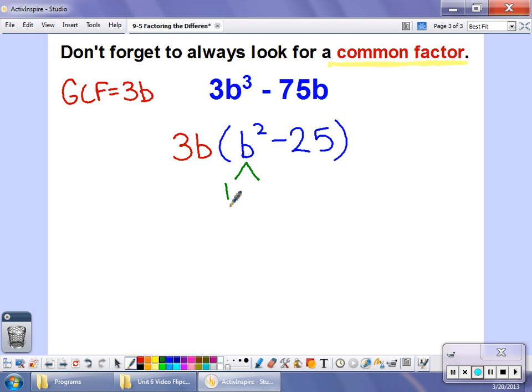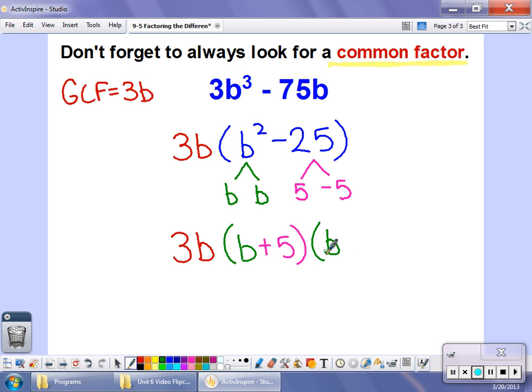B squared is a perfect square, b times b. 25 is a perfect square, 5 times negative 5. So what I can do is I can factor this again. I have my GCF out front because that's one of my factors. And then I'm going to have my b, and I'll have plus 5. And then in my second parentheses, I'm going to have a b and my minus 5. And that's my difference of squares. So that would be the factored form of this problem right there.